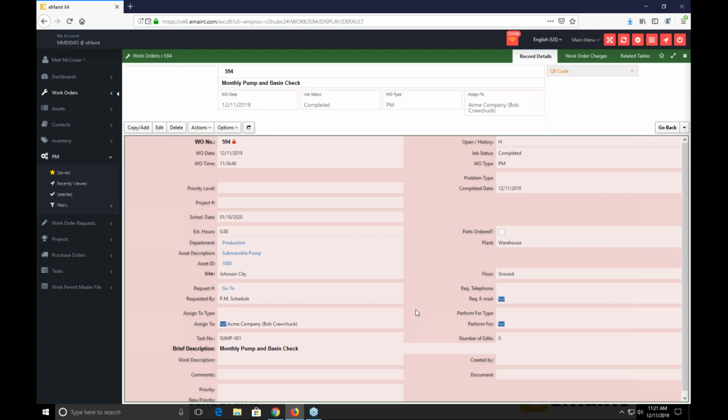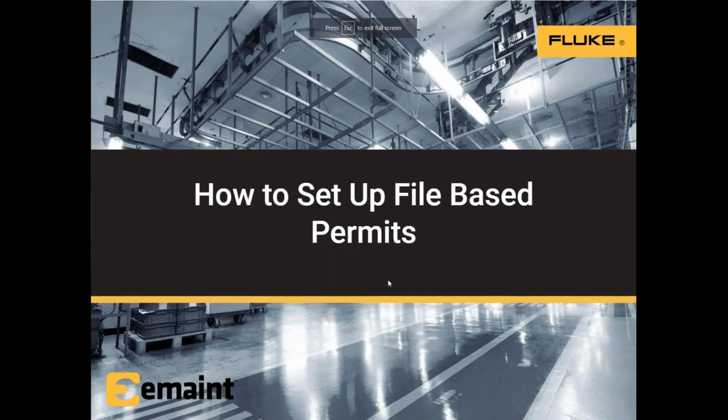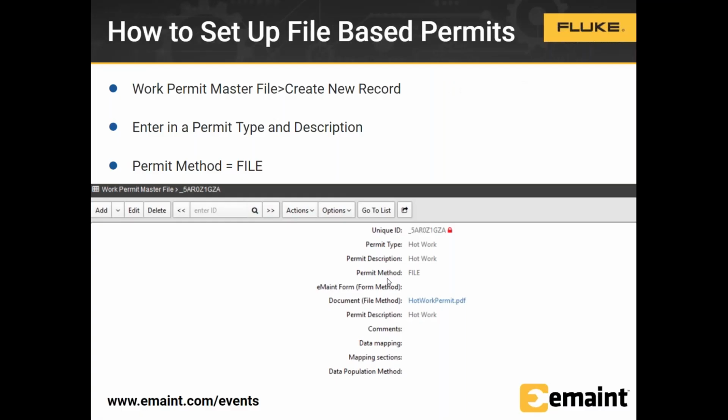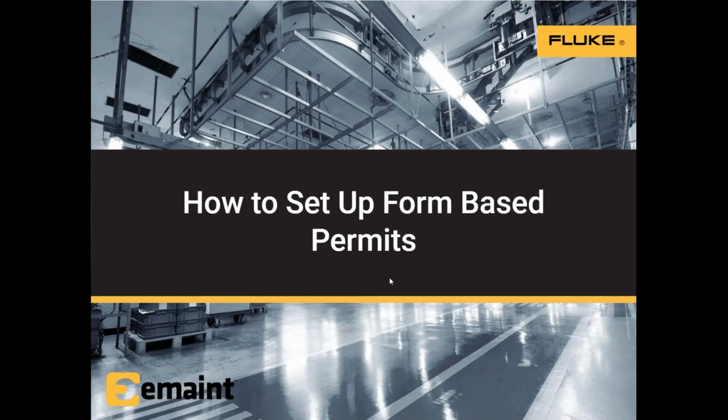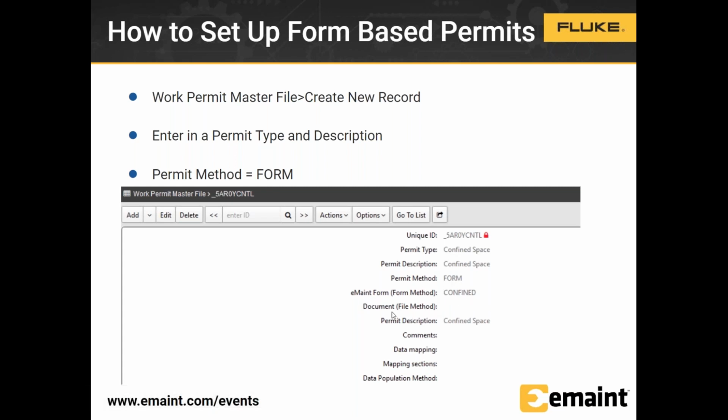So now that we have discussed the creation of a file-based work permit, we will go over how to create a form-based work permit. So it's going to be the same process as creating a file-based, except when we get to this permit method, we're going to select form, and instead of going to the file method, we're going to select eMaint form method.